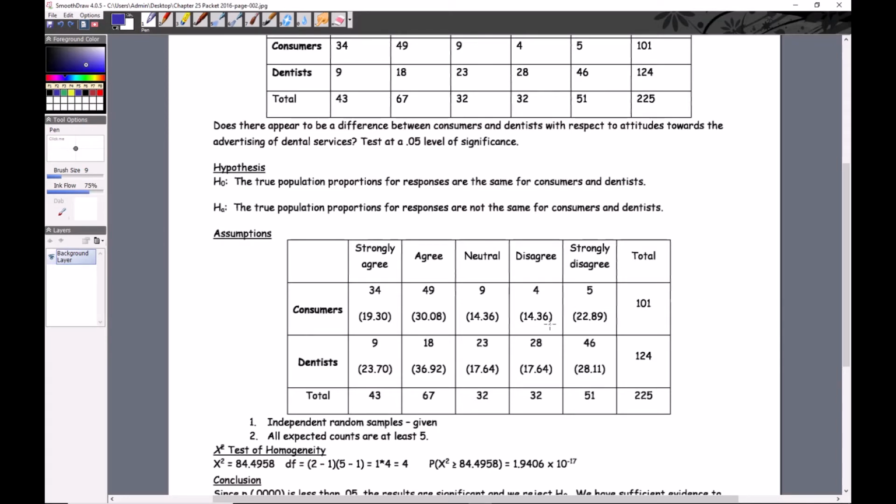Where do they get these values, you know, the expected? It's not that they do that little formula for every single cell. Okay, so let's finish this up. Your assumptions, we're missing the 1, so for number 3, populations are at least 10 times the sample sizes.